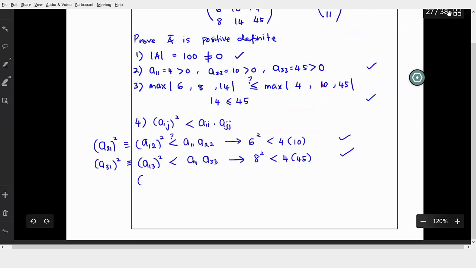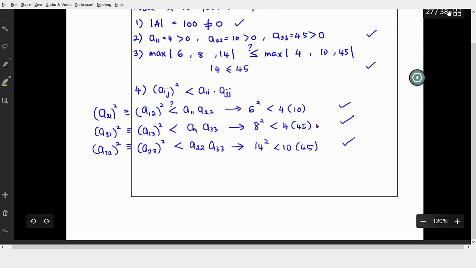Lastly, we check for A23. Because we don't check for the diagonal, meaning that we don't check for A11, A22, or A33. So A23 square is equal to A32. We are checking, is it less than A22 times A33? So A23, row 2, column 3, so 14 square is less than 10 times 45. Get the value from your calculator. So for this one, it satisfies the condition.